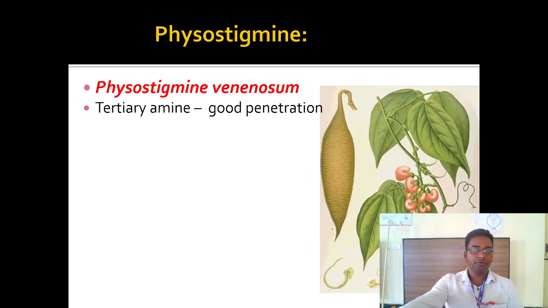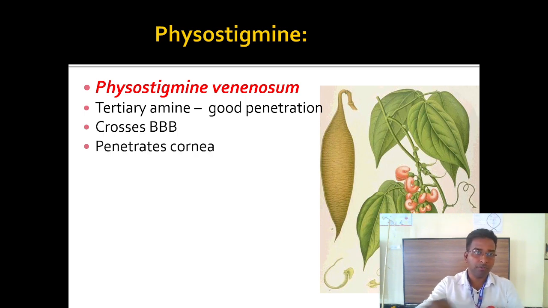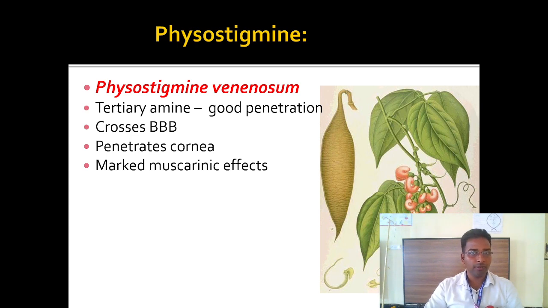Focusing on physostigmine, it is mainly derived from a plant called Physostigma venenosum. This plant produces physostigmine as an alkaloid which has a tertiary amine structure. This structure gives it good penetrating power through the cornea as well as the blood-brain barrier, so it has a very good action.